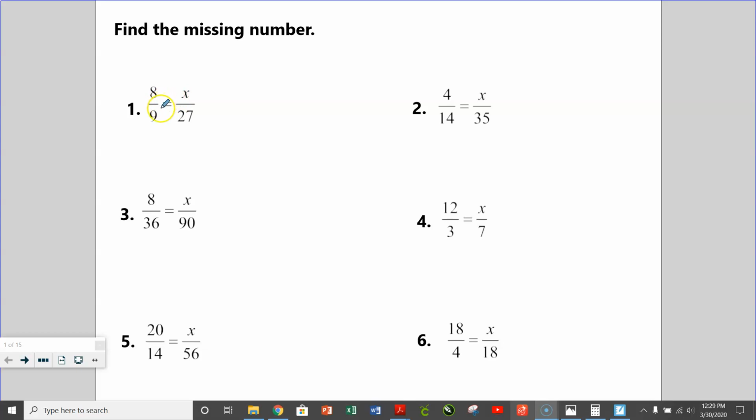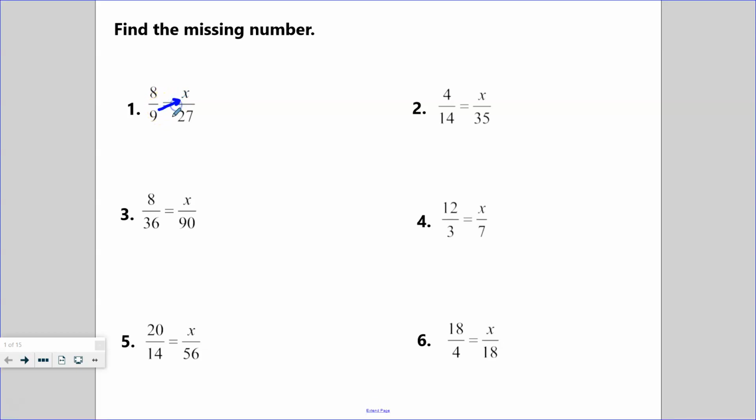But we're solving proportions. When we solve proportions, we just go denominator times numerator, denominator times numerator. So we end up with 9x equals 8 times 27. 216 divided by 9, and we get x equals 24. Again over here, sometimes you can reduce them to make them friendlier numbers.